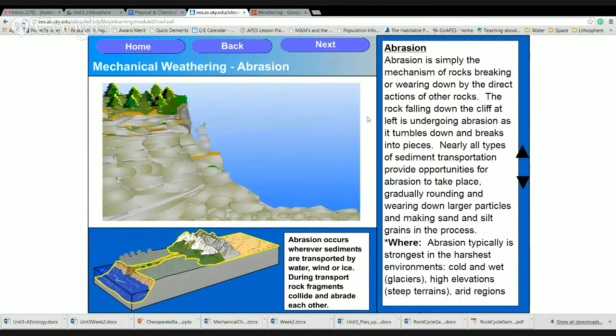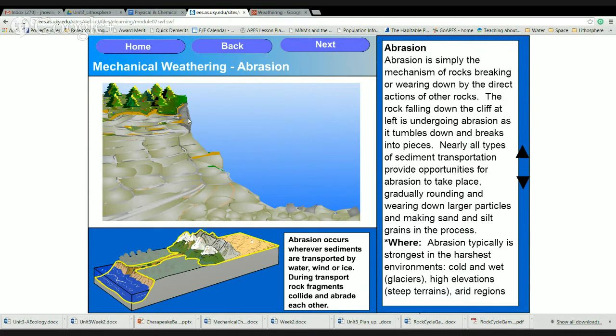And then the last type of physical weathering is abrasion. Abrasion is when other rocks or sediments scrape pieces off of the larger rock face. So you either need wind or water to actually transport those sediments, and those sediments will be forced to rub up against the rock face, being pushed by either wind or water. And so it will create smaller pieces of sediment.